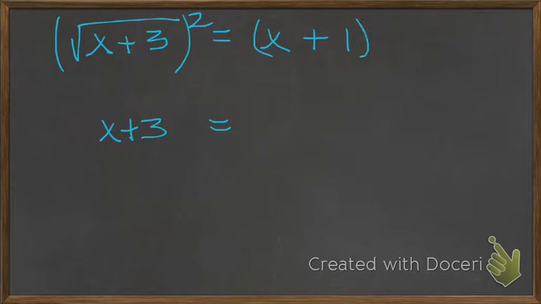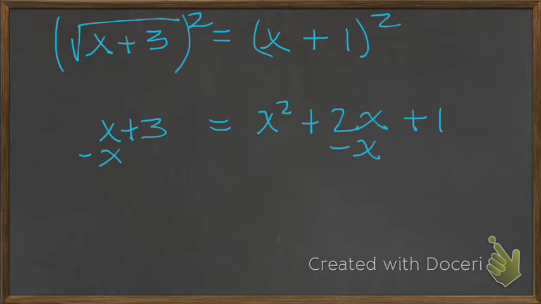When we square the right side, then we have this binomial x plus 1 that we need to square. So you might go off to the side and do that, but when you multiply x plus 1 times x plus 1, you're going to get x squared plus 2x plus 1. At this point, we're going to collect like terms, so I'm going to subtract x from both sides. I am going to subtract 3 from both sides, and I'll get 0 equals x squared plus x minus 2.